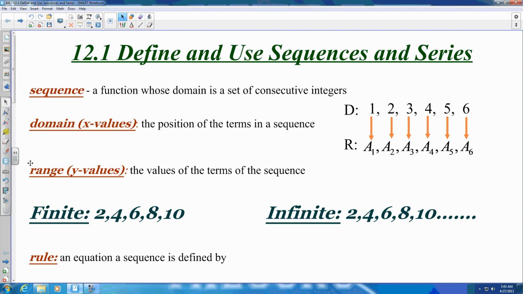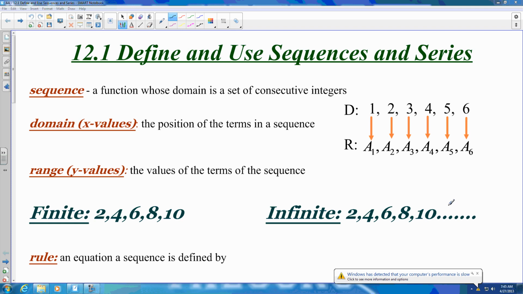All right, we are starting a new chapter, chapter 12. And in section 12.1, we get to define and use sequences and series. Sequences are values where we discover that there's a certain pattern to each of the values, where the function of the domain has, using consecutive integers or some type of pattern with the domain and range being the same thing.